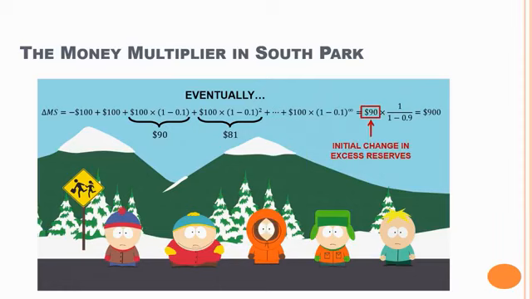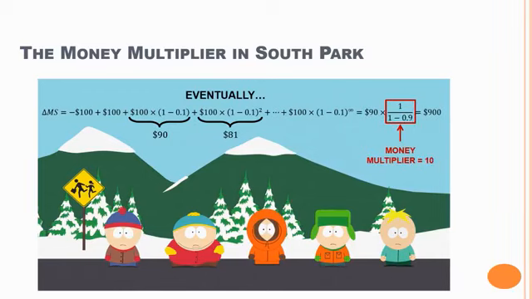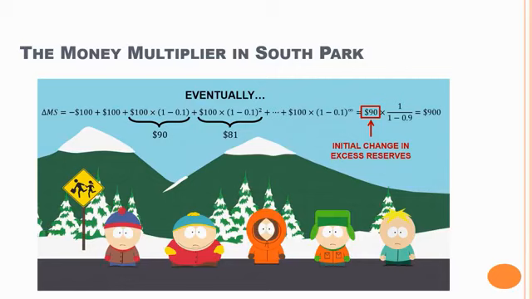And that's the initial change in excess reserves. And if you multiply it by the money multiplier, the money multiplier is 1 divided by the required reserve ratio. The required reserve ratio is 10%. So 1 divided by 10% is the money multiplier. If you multiply it by the initial change in excess reserves, and this is where we have to be very careful. If you want to find out the final change in the money supply, the money multiplier has to multiply the initial change in excess reserves and not the initial change in demand deposits.